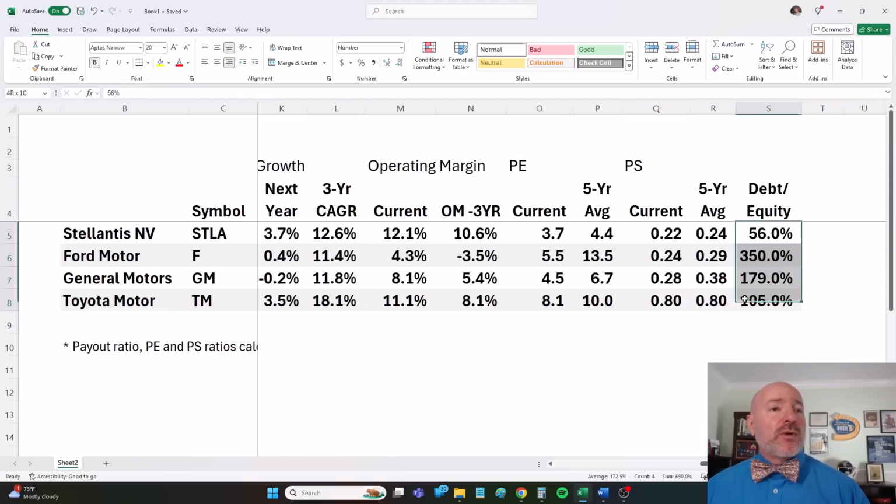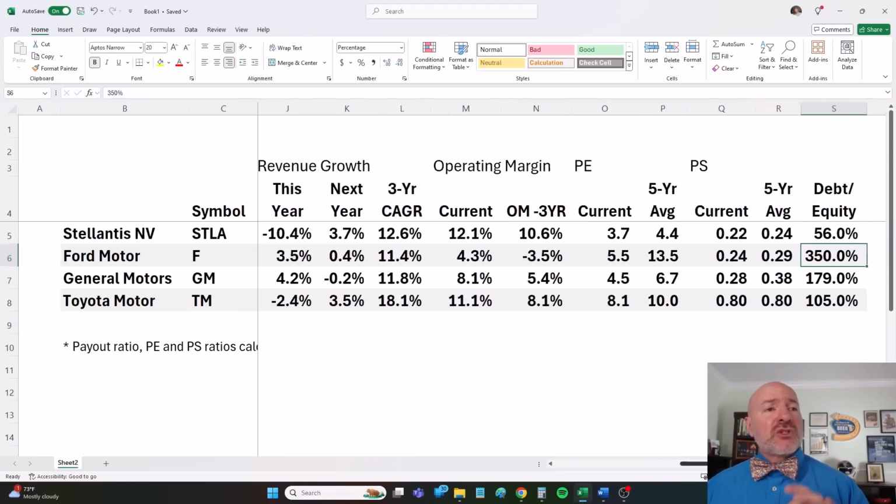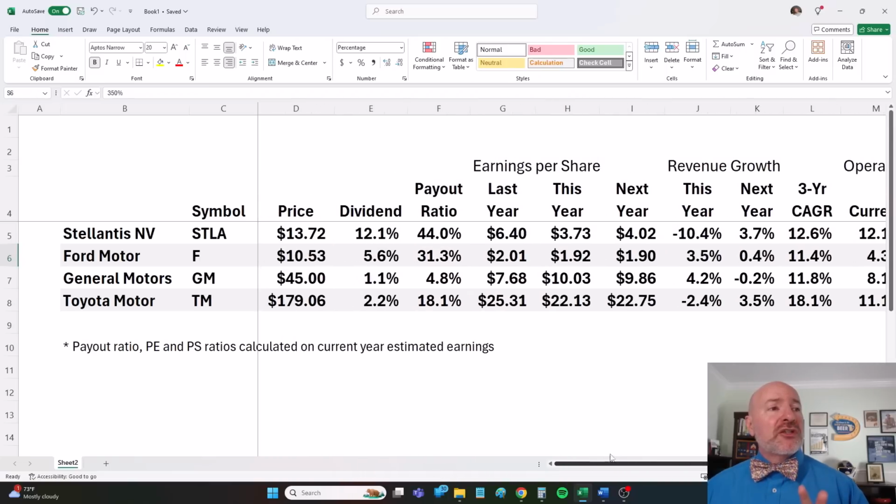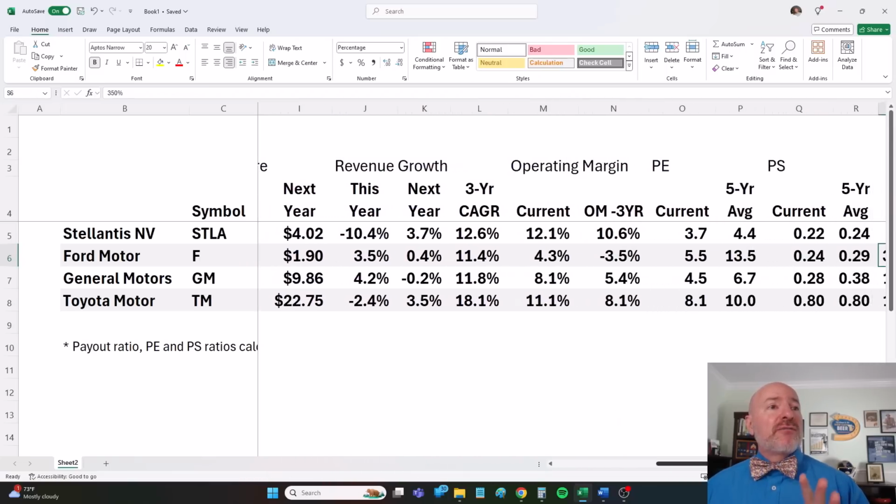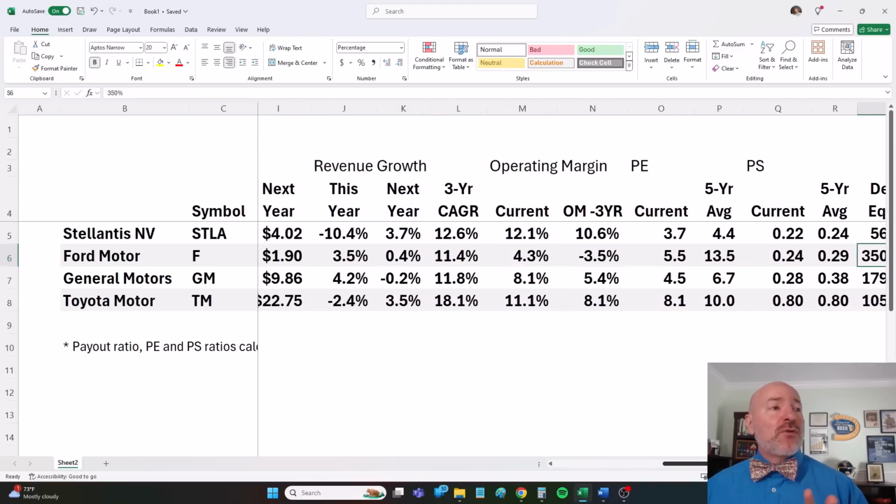Debt to equity, again, we can look at that. Which companies are over leveraged, maybe even dangerously so. Obviously 350% debt to equity on Ford Motor. That is really going to limit their financial flexibility, how much more debt they can take on, and it's going to hurt the shares here. So what you're doing here is trying to get a whole picture of growth, profitability and valuation for these companies.